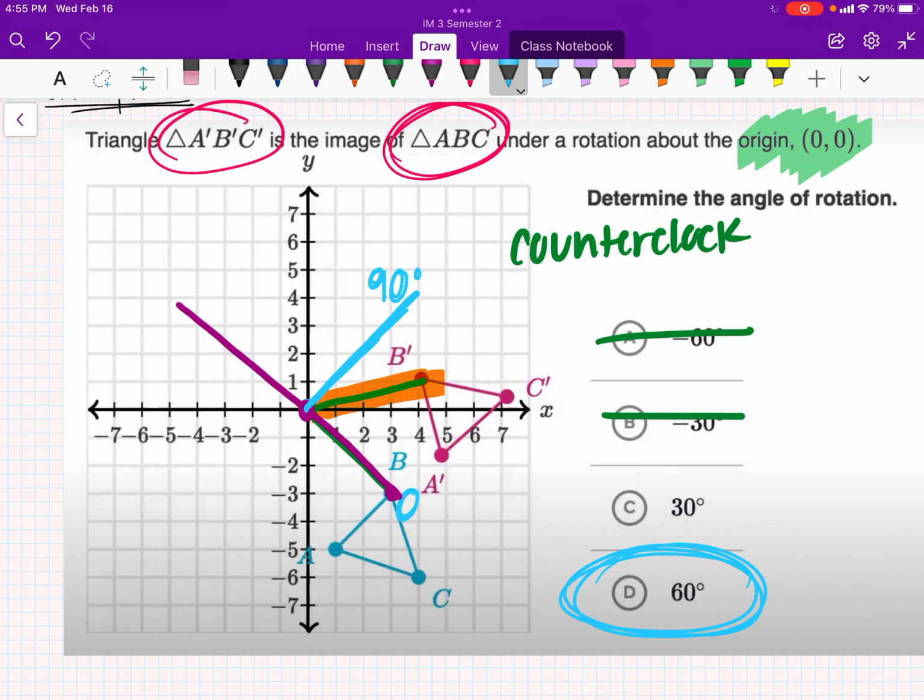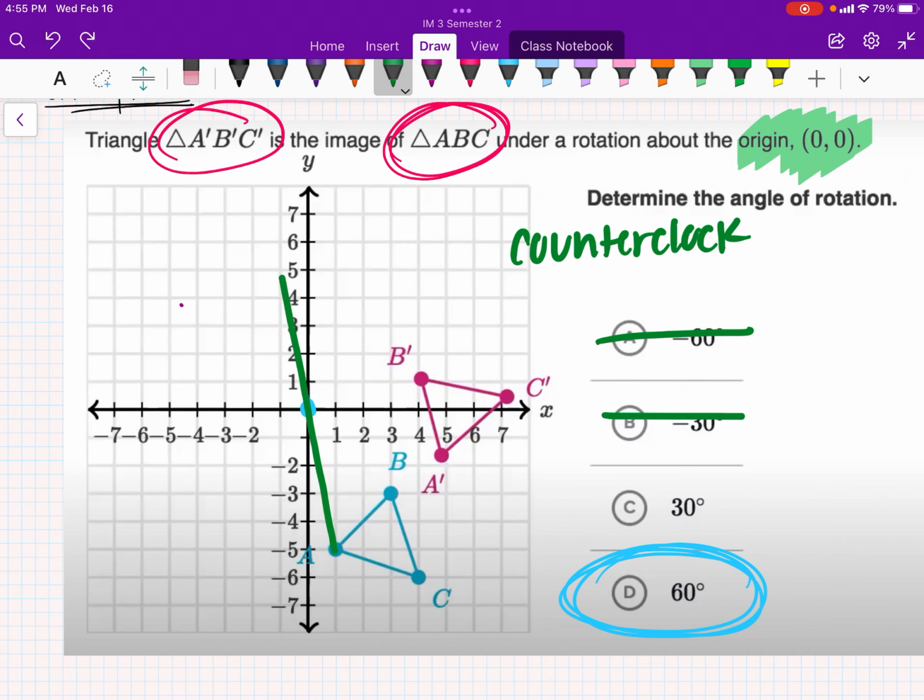Okay, and once again, I could do the same thing with the other points. So I'm going to go ahead and erase this here. And let's say I choose another point, let's say I choose A. So if I go from A, I'm going to draw a line, in this case, going through our origin. And then I'm going to draw my 90 degrees. 90 degrees is actually half of that. That kind of looks straight, kind of doesn't.